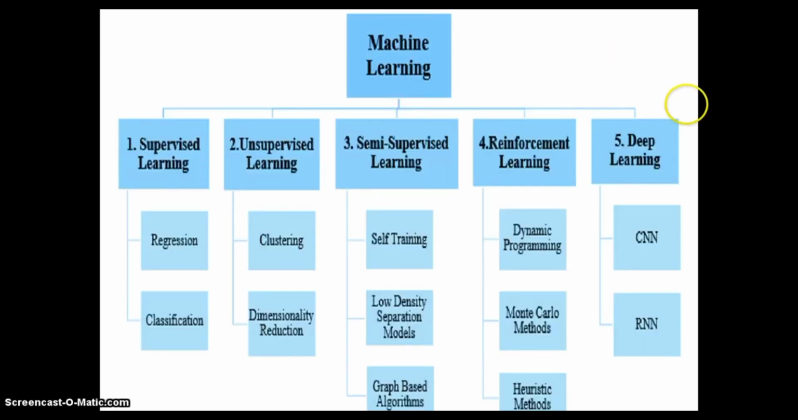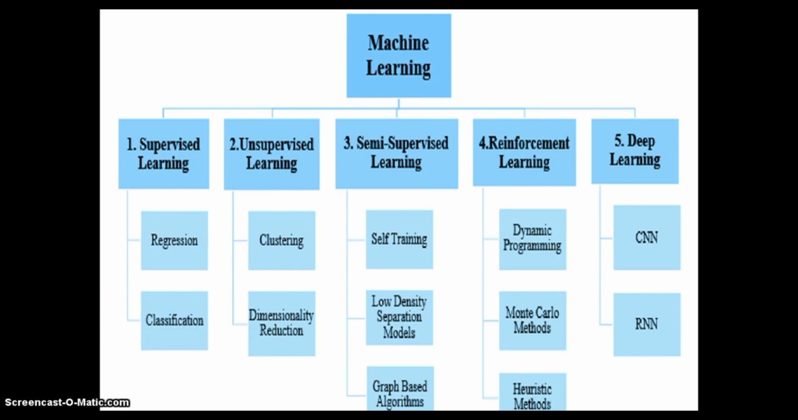So this is the broad category of which type of algorithms fall under which category. In supervised, we will have classification algorithms and regression algorithms. In unsupervised, we will have clustering algorithms and dimensionality reduction algorithms. So these are the broad categories of algorithms.